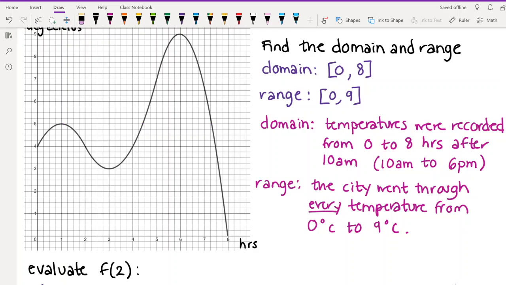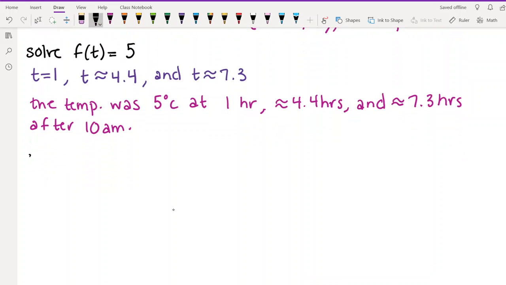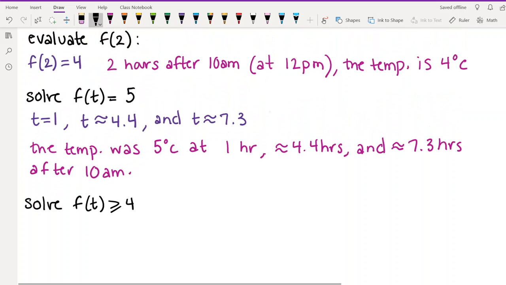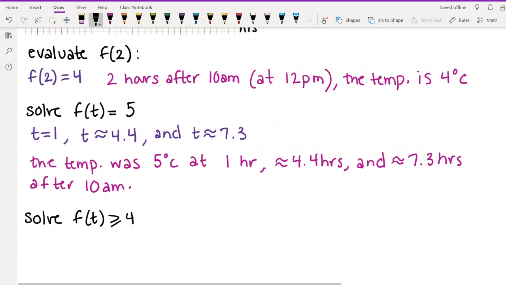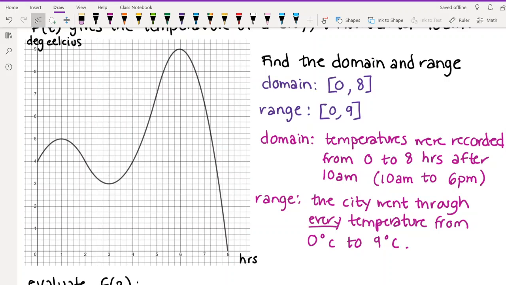Okay, so next we want to solve an inequality. So we're going to solve f of t is greater than or equal to 4, and then explain the meaning of that inequality. Okay, so f of t is greater than or equal to 4. That means that we're looking for the portions of the graph that lie above or at a height of 4. So I'm going to draw in a line at a height of 4 to remind us where that is.